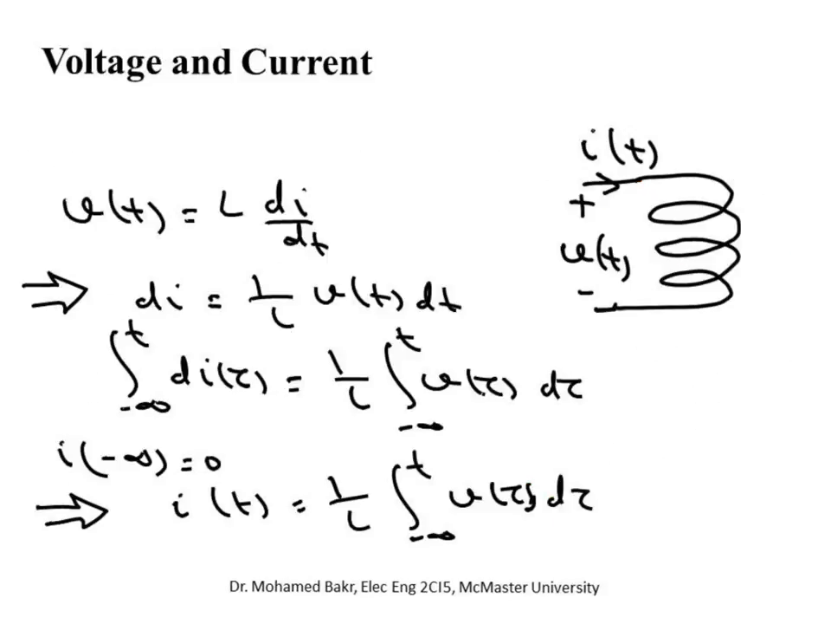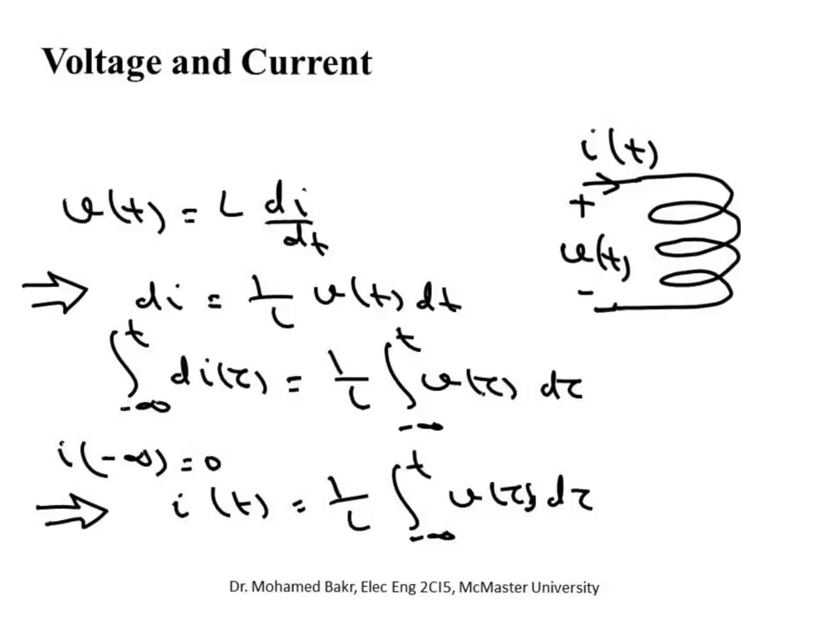So the first relationship we got is that the voltage between the terminals of an inductor is equal to the inductance multiplying the rate of change of the current. This one is easy to apply. So if you know the current as a function of time, differentiate it, multiply by L, you have the voltage. But what if we have the voltage and would like to get the current?